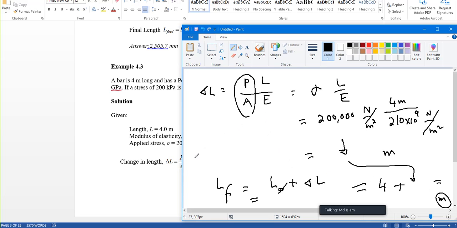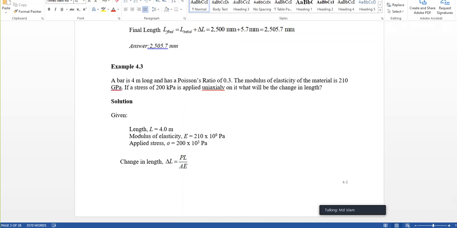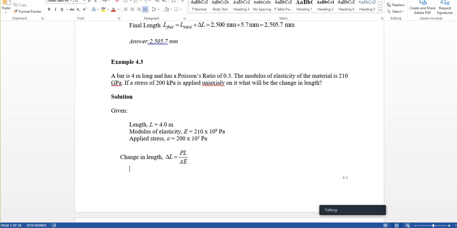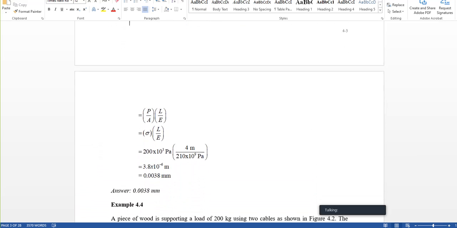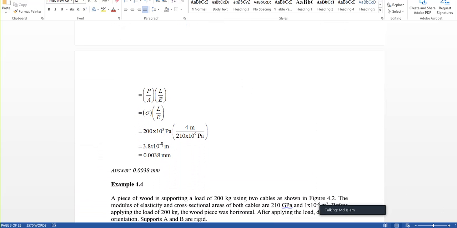Hopefully this is the question. You do not need Poisson ratio. Yes, they did not use Poisson ratio anywhere.